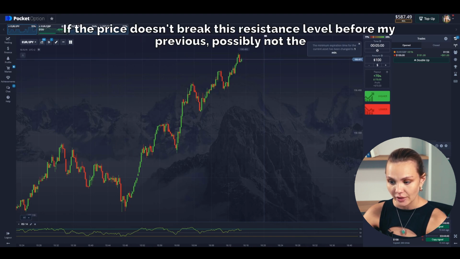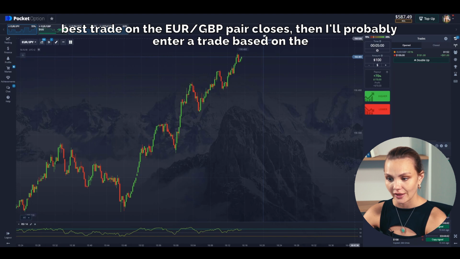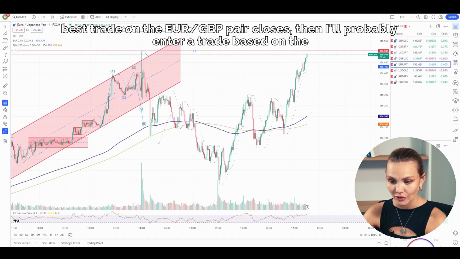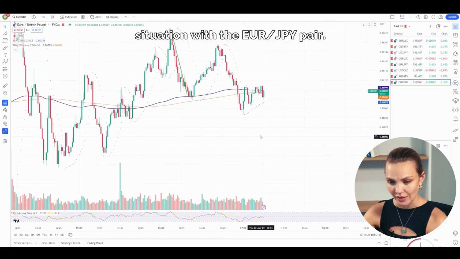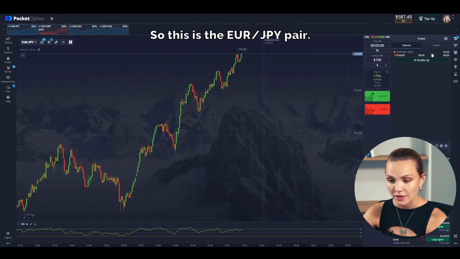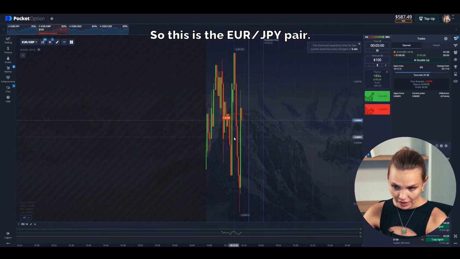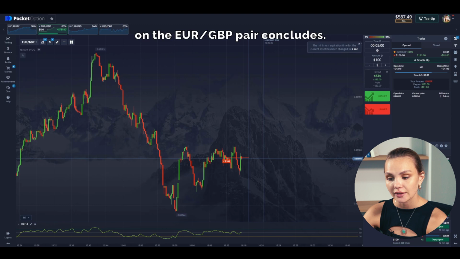If the price doesn't break this resistance level before my previous, possibly not the best trade on the euro and British pound pair closes, then I'll probably enter a trade based on the situation with the euro and Japanese yen pair. The crucial thing is not to miss any potential opportunities. So this is the euro and Japanese yen pair. I've taken note on it, added it to my favorites, and for now, I need to wait until my trade on the euro and British pound pair concludes.